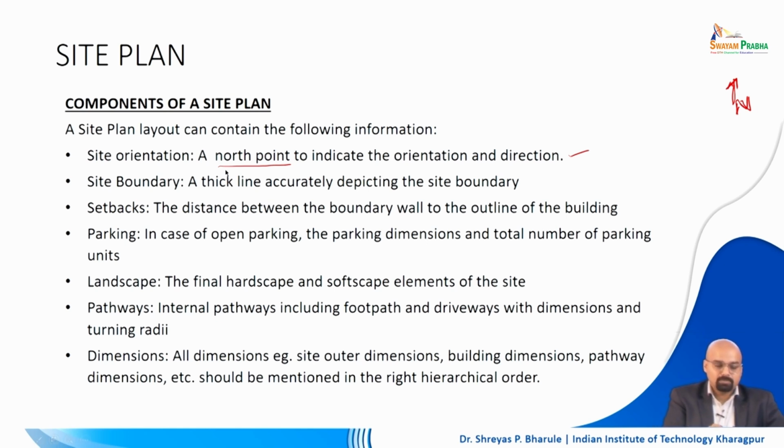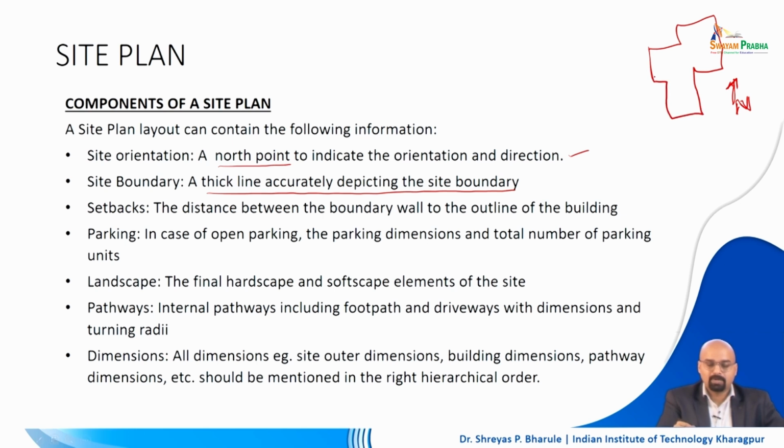Next, you need to draw a thick line which accurately depicts the site boundary, right. For example, you have a site like this. So, all of this is required to be represented in a very thick line, right. So, usually on your CAD software you have something called line weight. So, a heavier line weight is used to show a thick line along the site boundary, right. So, that demarcates that your site expanse is this much.